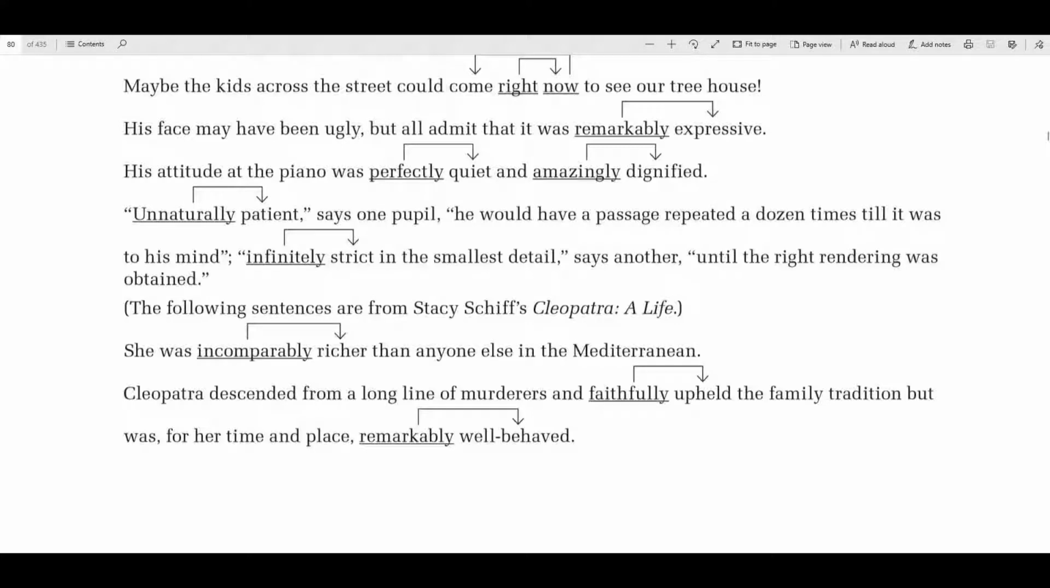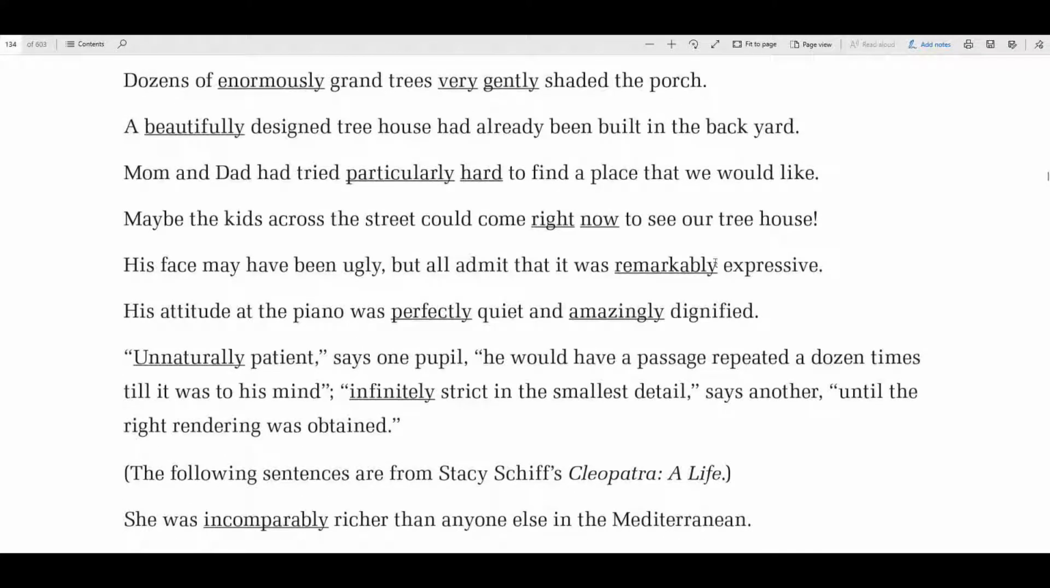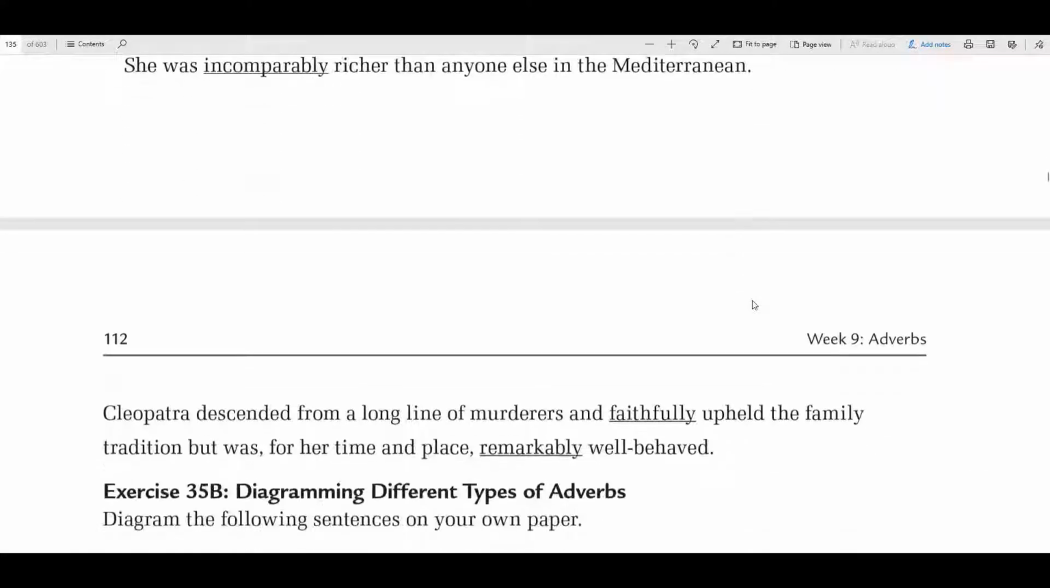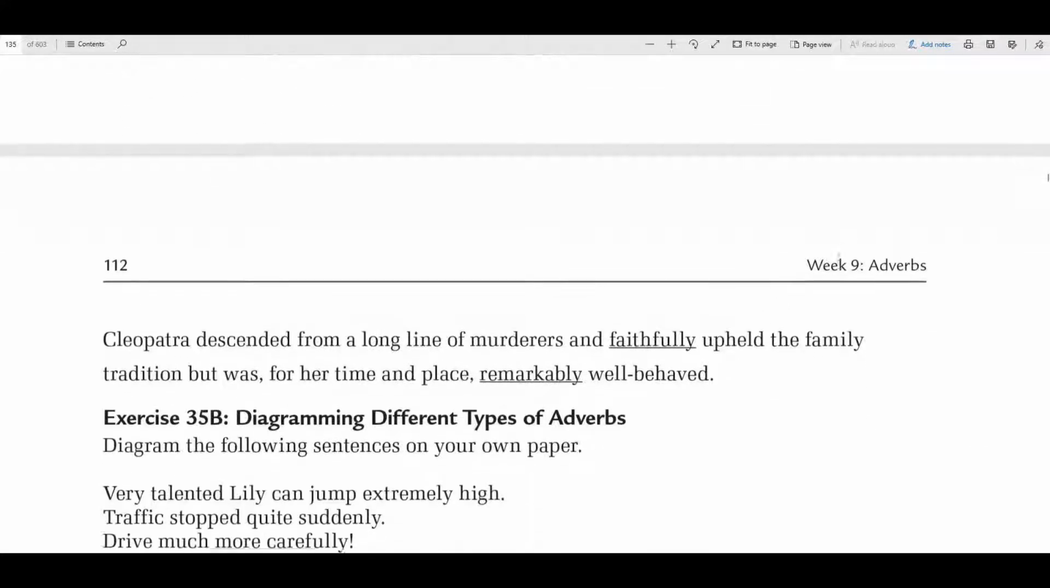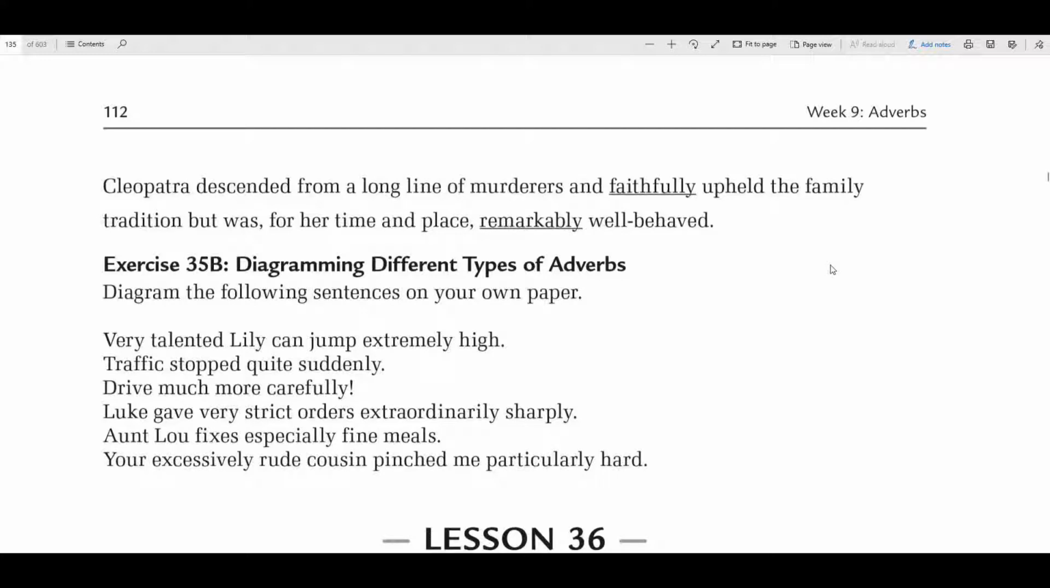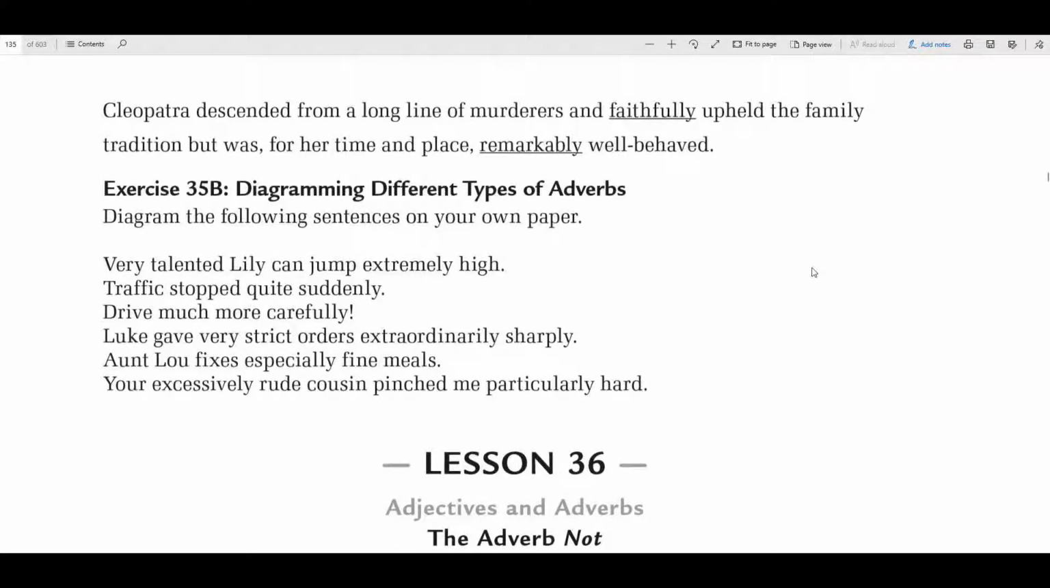Okay, I hope you did well on that. Sometimes those adverbs can get really confusing, but if we know the questions they answer, it sometimes makes it a little bit easier. What's going to get difficult is when we're trying to find everything at one time, but that's okay. That's why we're learning one thing at a time. All right, exercise 35B. Your job is going to be to diagram each one of these sentences. Okay, and I'm going to have you go ahead and pause it while you do that, and then I'm going to let you check it to make sure you got those correct.